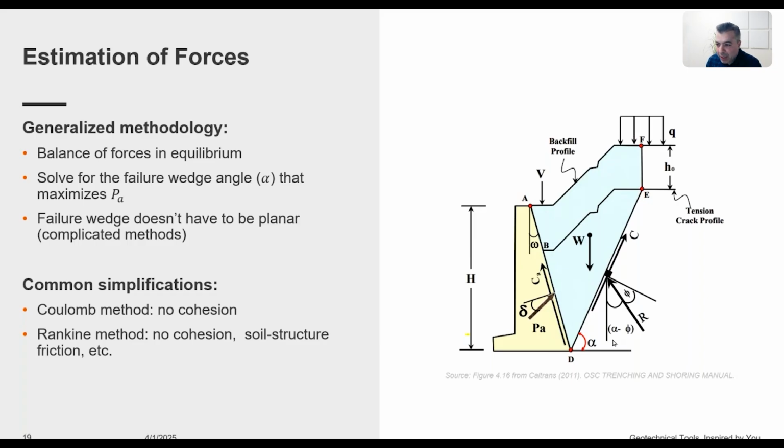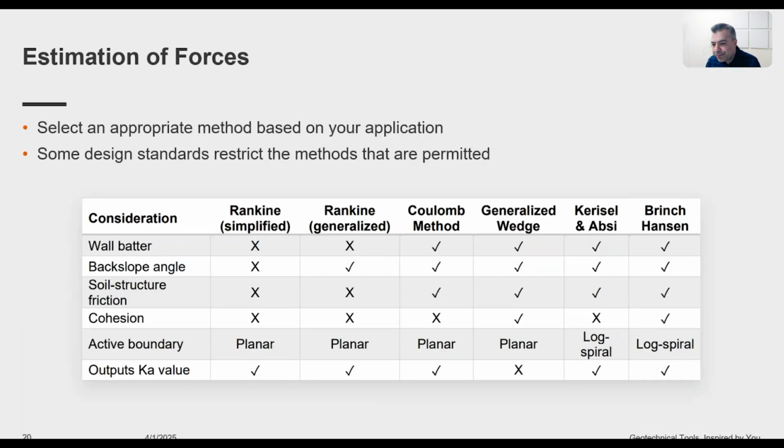They pick different methods. The Coulomb method, for example, doesn't accept any cohesion. The Rankine method has no cohesion and no soil-structure friction. So there is a table, it's in the documentation of RSWall as well. Different regions, different standards pick different methods. So you should know what the recommendation by the standard is in your region. Yes, there is a question. The Coulomb method considers friction. Yes, I mentioned it doesn't consider cohesion, not friction.